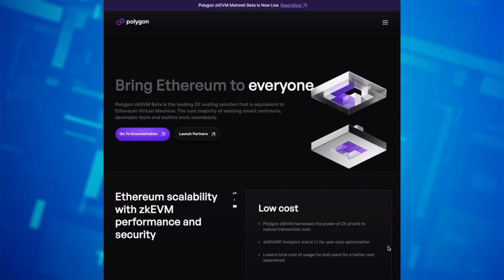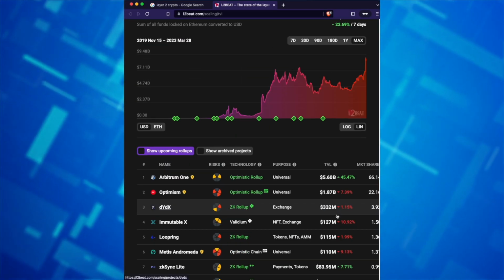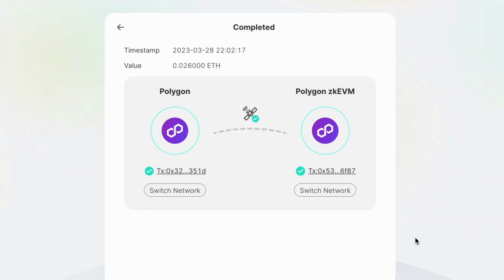With the launch of Polygon zkEVM, here is yet another layer 2 that we can play around with. I'll be showing you 3 different methods to bridge your funds over to this network, and stick around to the end as I show you the cheapest way of doing so.